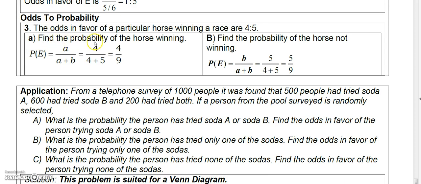Now, if you want to use the formula to get the probability given the odds, let's say that the odds in favor of a horse winning a race is 4 to 5. What's the probability of the horse winning the race? Well, that would just be 4 over 4 plus 5, which is 4/9. And then if you want the probability of the horse not winning the race, then you would just flip that around, make it 5 to 4, and then your probability would be 5 over 4 plus 5, which is 5/9.